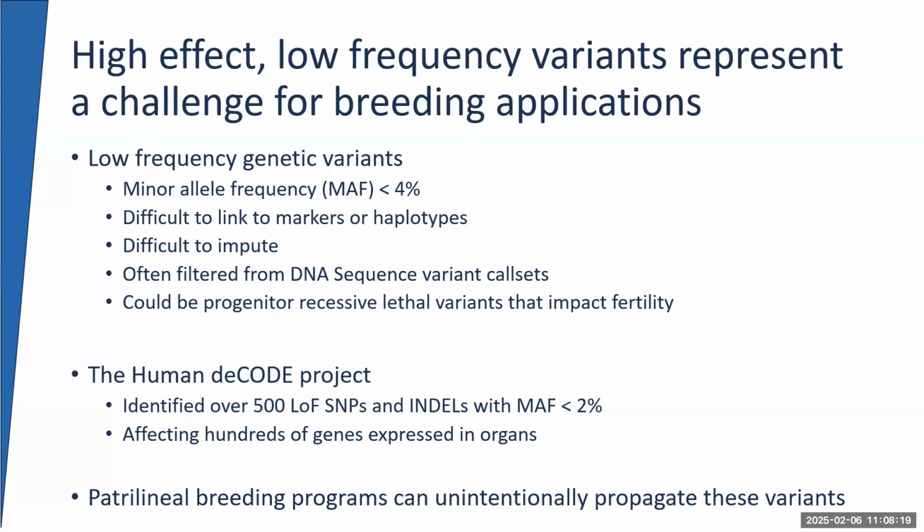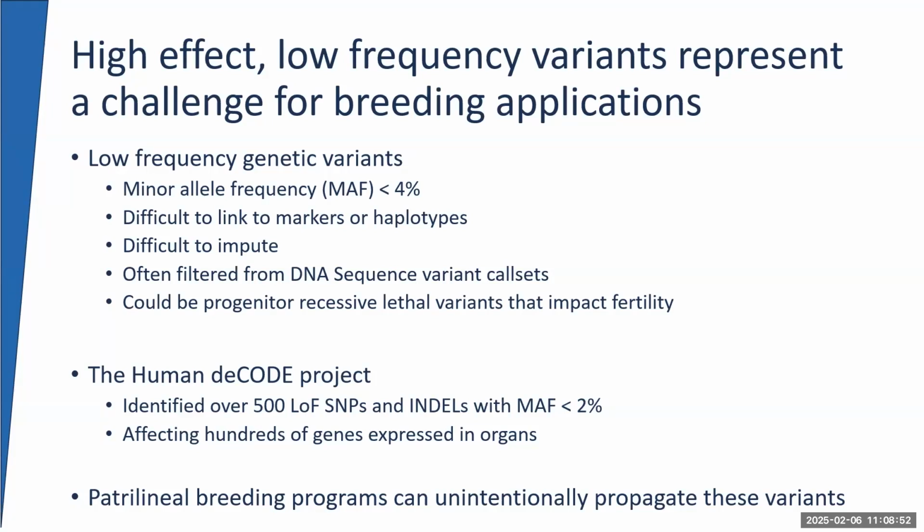And given their low frequency, we want to keep it that way and to identify them sooner before they become a major problem within our breeding lines. The Human Decode project gives us some idea for how frequent these could be within our populations. Within human, the Decode project identified over 500 loss of function SNPs and indels that had minor allele frequencies lower than 2%. Many of these affect genes that are involved in expression within organs and other tissues.